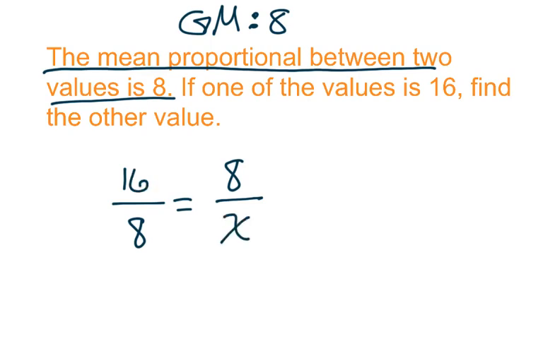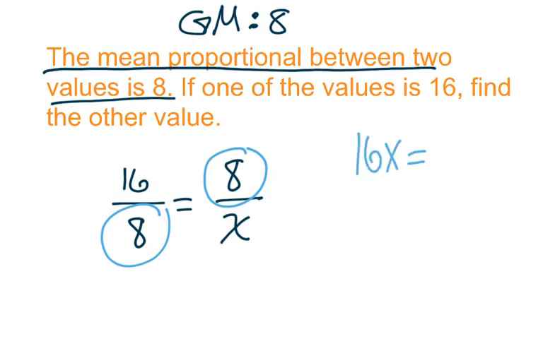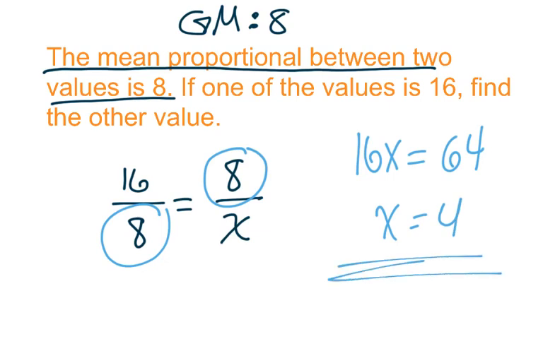So notice in this question, it's different from the first set that I gave you where I asked you to find the geometric mean. In this question, I'm giving you the geometric mean, and again, they get placed in this spot and this spot. So let's go ahead and cross multiply. We've got a linear problem going on here, and x equals 4. We're done. All right? If you have any more questions, please let me know.